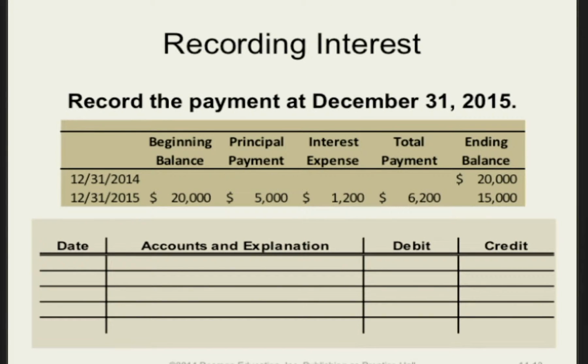Enter the entry to record the principal and interest paid. This is what that would look like. A debit to notes payable for $5,000, a debit to interest expense for $1,200 as previously discussed, and of course, if you're paying with cash, the credit will be to cash for $6,200.